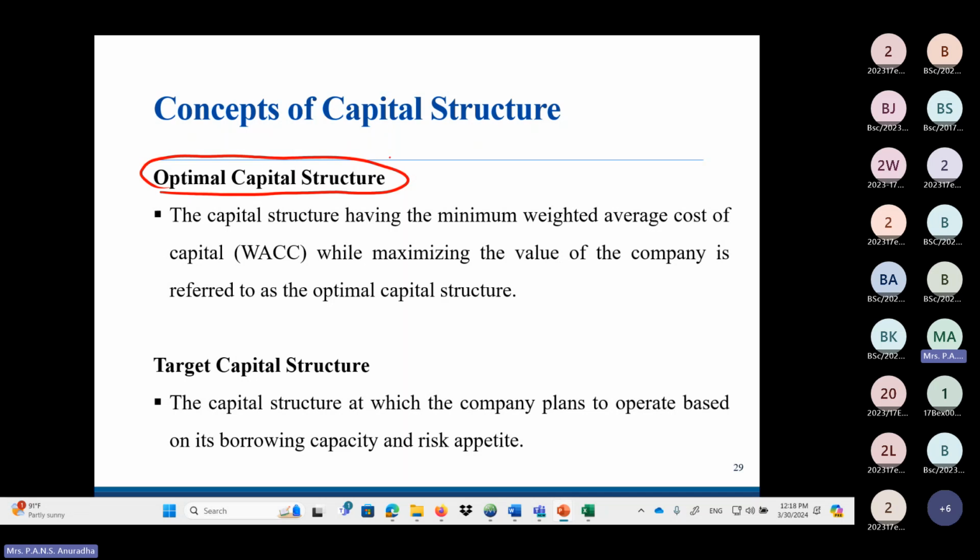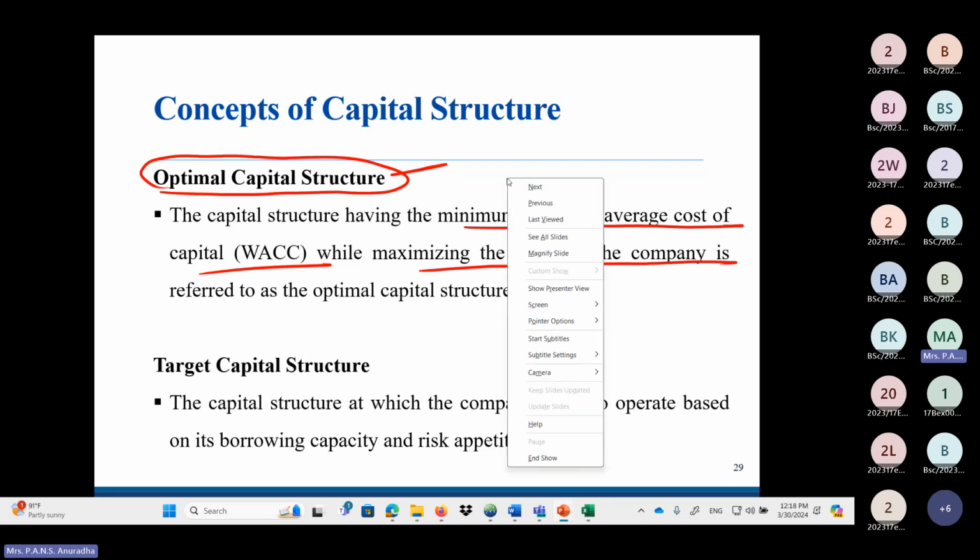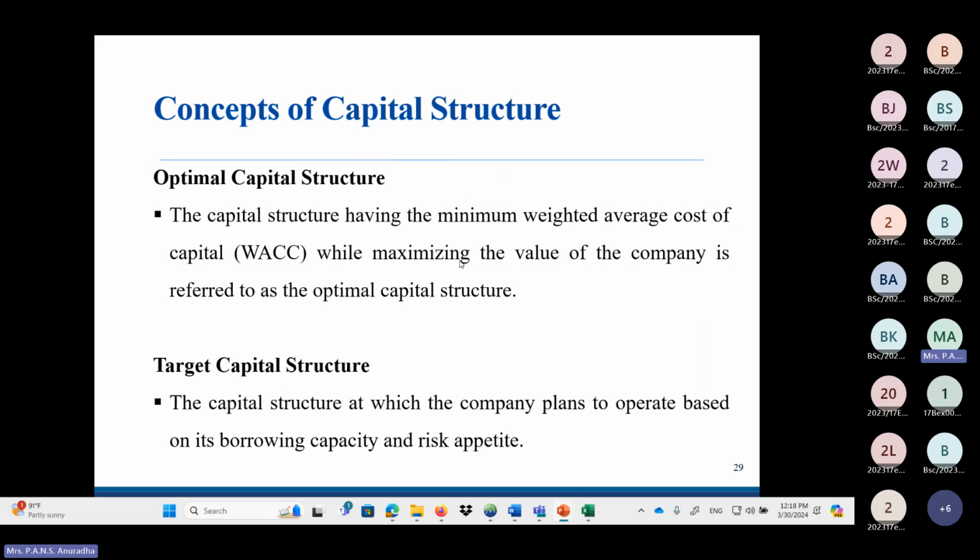So therefore having an optimal capital structure, an optimal level of debt capital and optimal level of equity capital, is important to maximize the value. The capital structure having minimum weighted average cost of capital while maximizing value of the company, we call it the optimal capital structure. So what is the optimal capital structure? It is the capital structure where weighted average cost of capital is minimized and value is maximized. When the WACC is minimized, value is maximized. So that is what we call the optimal capital structure.